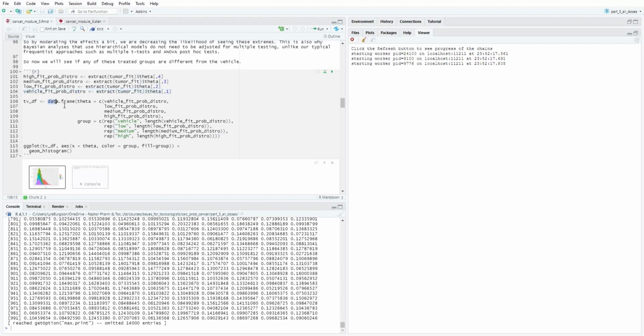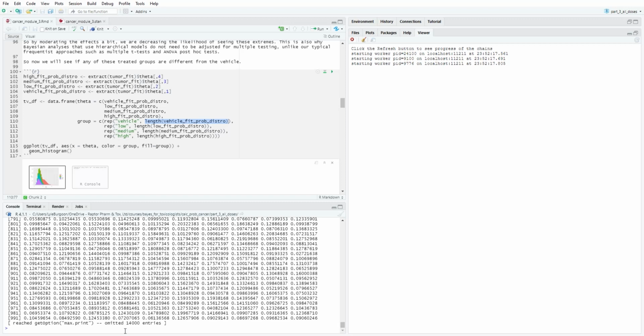Now I'm going to build a data frame. This is very similar to what we've done before because ggplot expects data frames. I'm making a data frame with a column called theta, and we're going to concatenate together the vehicle fit prob distro, so this one here, and then low fit, and then medium fit, and then high fit. We're also going to create another column called group, and group is going to have vehicle, low, medium, and high. And again, it's going to repeat vehicle the number of times that I've got length for this particular vector, and so on and so forth, right? So it's going to be vehicle repeated 15,000 times, then low repeated 15,000 times, then medium, and then high.